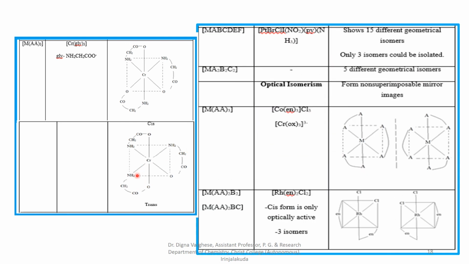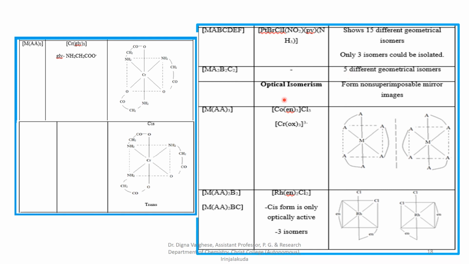And here in this table, Mabcdef, the six ligands are different: platinum, bromine, chloride, nitro, pyridine, ammonia. This shows 15 different geometrical isomers, but only 3 isomers could be isolated. Another one is Ma2b2c2, where 5 different geometrical isomers are possible.